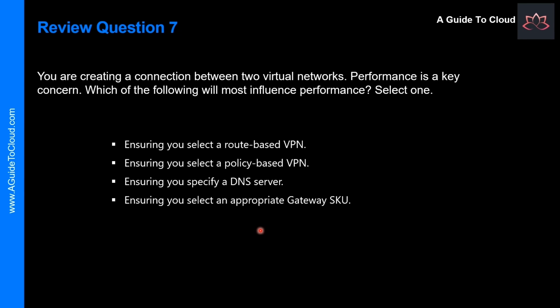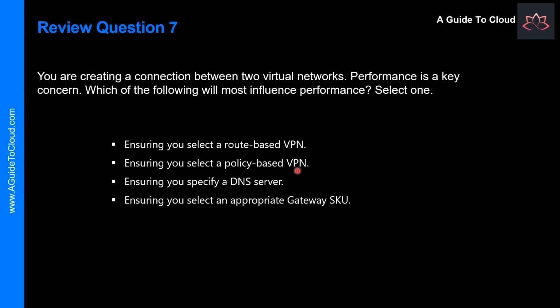Let's look at question number 7. You are creating a connection between two virtual networks. Performance is a key concern. Which of the following will most influence performance? You need to select one. If performance is the key concern, do you think selecting a route-based VPN is gonna resolve the problem? Definitely not. Do you think selecting a policy-based VPN is gonna solve the problem? Definitely not.